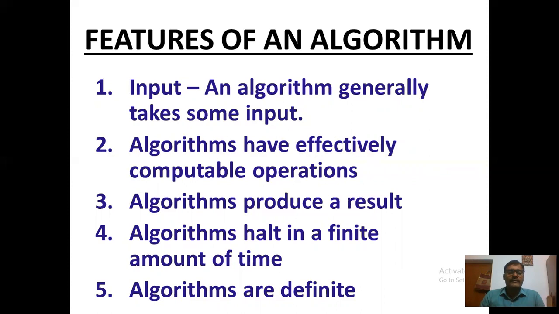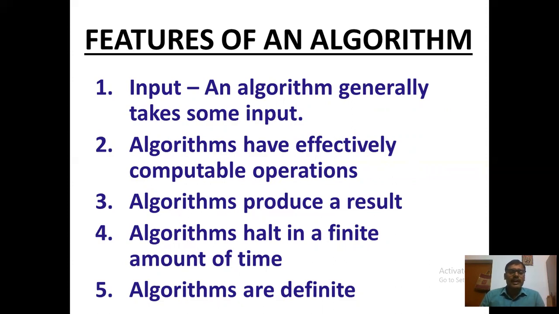Fourth point, an algorithm halts in a finite amount of time. It should stop in a finite amount of time. Suppose you have created an algorithm that will never stop. It means that your algorithm is not correct, and your programming will not be correct. So it should stop after some definite amount of time.